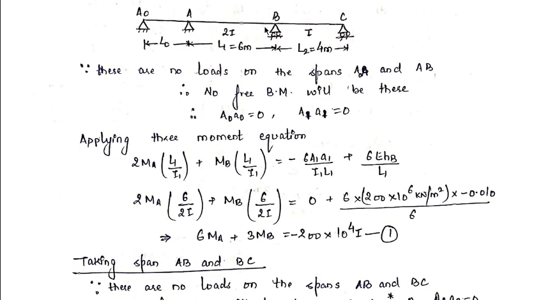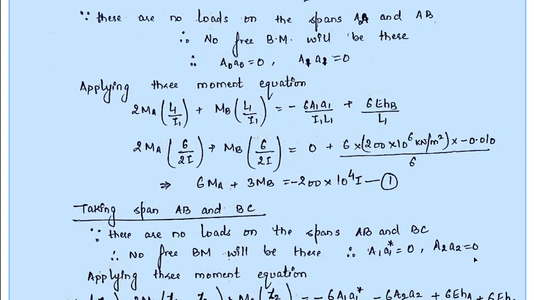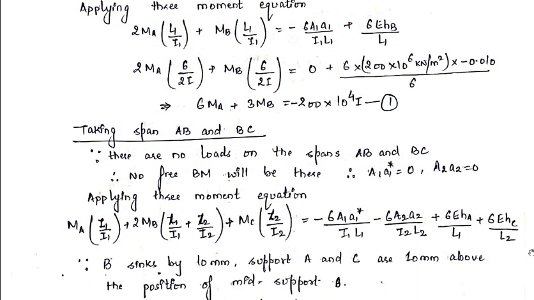See, now when we take the span AB and BC, again we will have to first draw the free bending moment diagram. But on this span AB and BC there is no external load, so there will be no free bending moment diagram. Therefore the value of capital A1 into small a1 for this span, that is a star, and capital A2 into small a2 will be equal to 0. So now let us apply the three moment equation again on this set of spans AB and BC. So the equation will be like this.